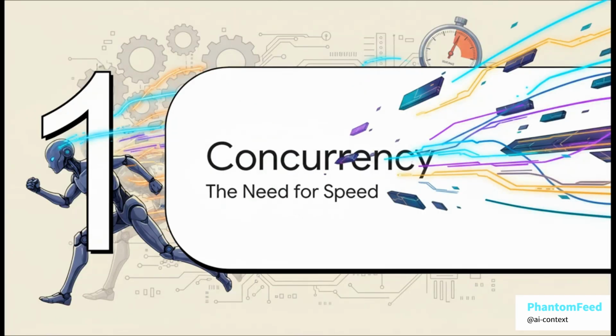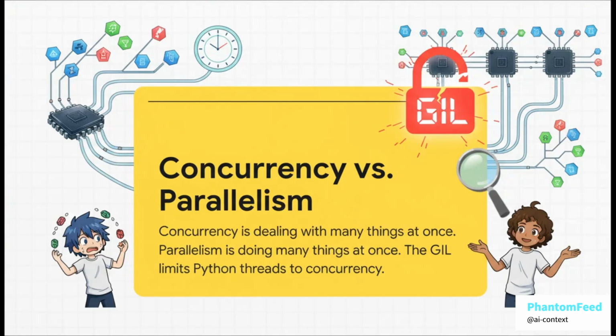Okay, first up, concurrency. This is our answer to the need for speed. At its core, concurrency is really just a fancy word for structuring our programs so it can juggle multiple tasks at once. It's about not getting stuck waiting for one thing to finish before starting the next. Now, before we go any further, we have to get this one thing straight. Concurrency is not the same as parallelism.